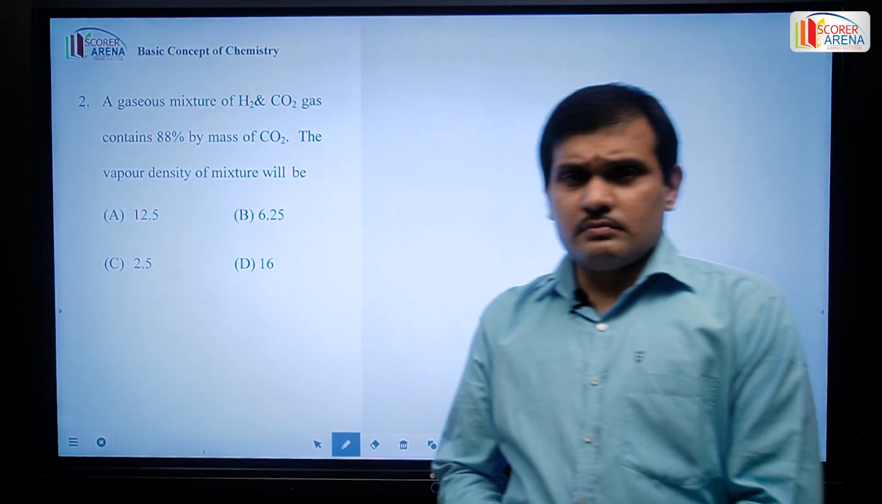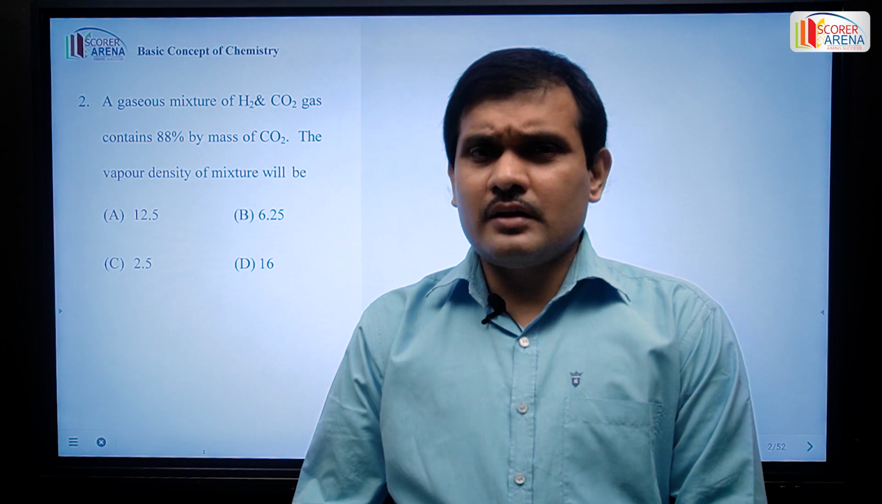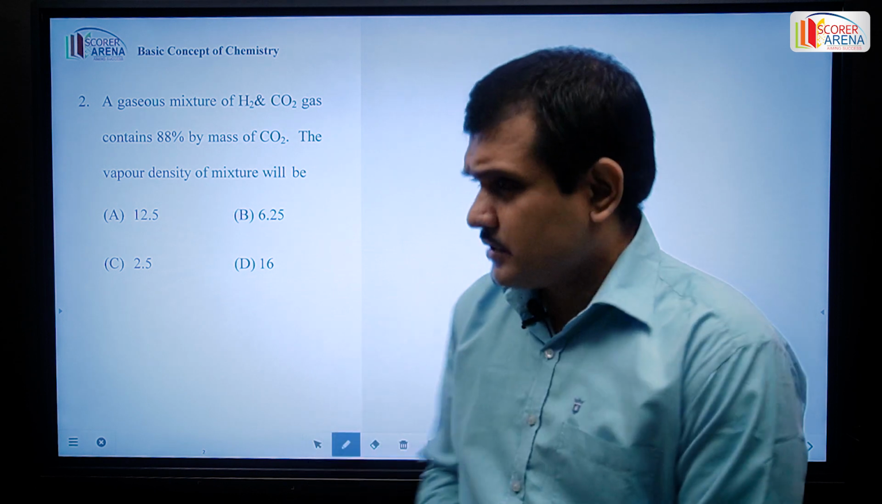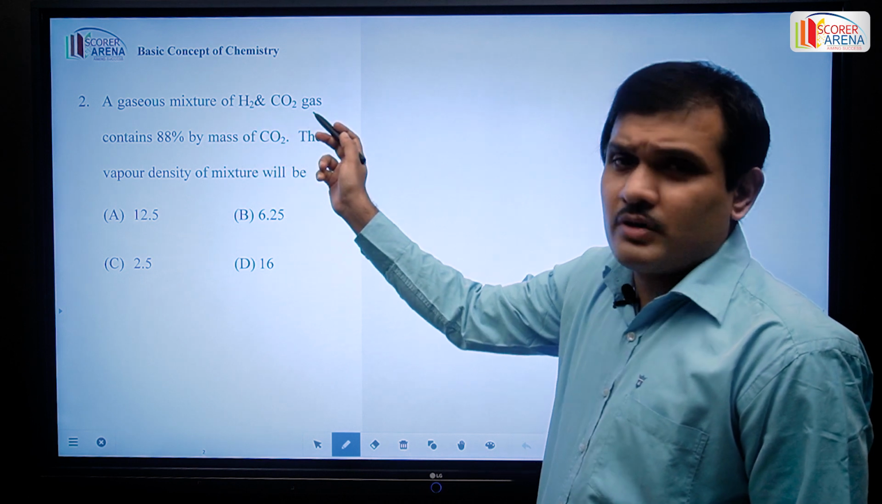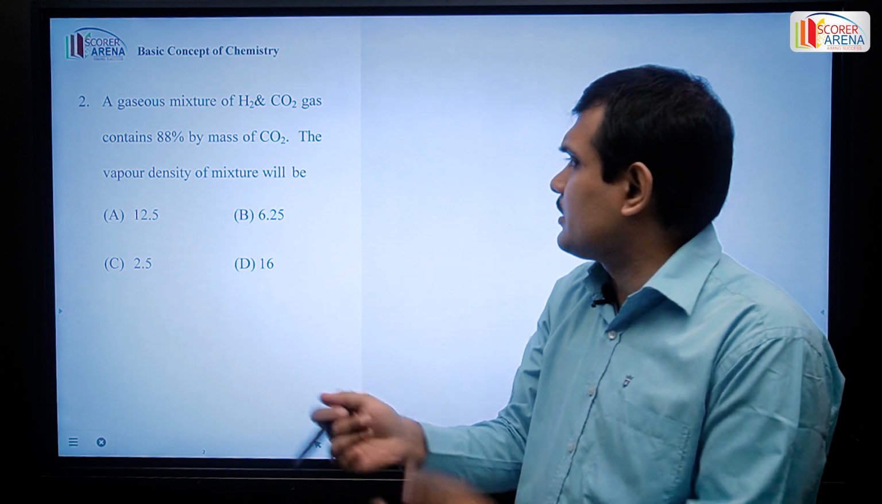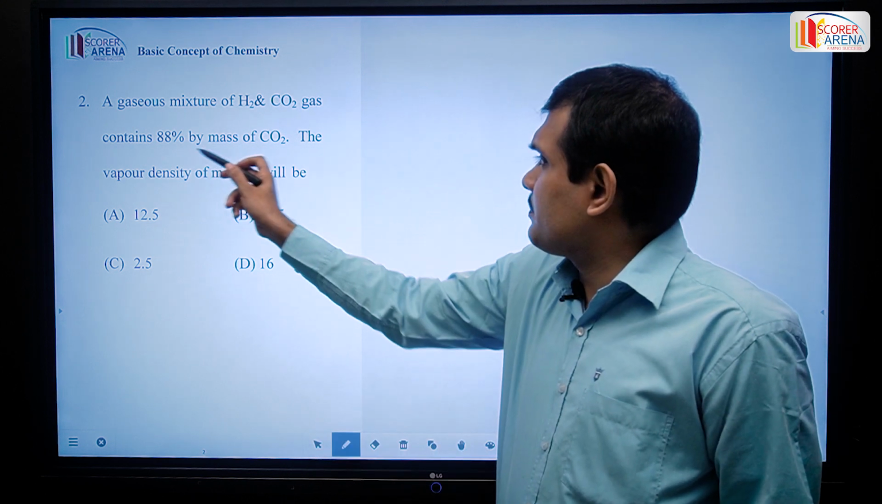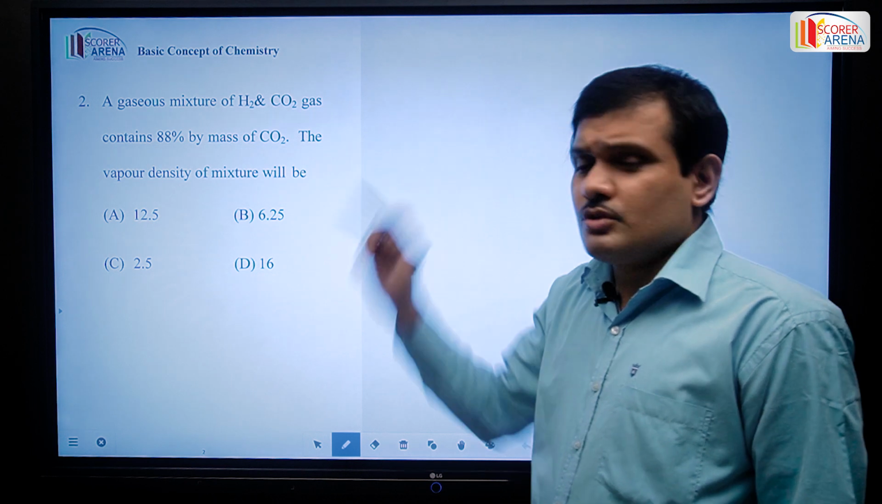The next question is also related to vapor density and molar mass of a gas. Now let's see the question. A gas mixture of hydrogen and carbon dioxide: the two gases, hydrogen and carbon dioxide, are mixed in a cylinder that contains 88% of CO2 by mass. What will be the vapor density of the mixture?